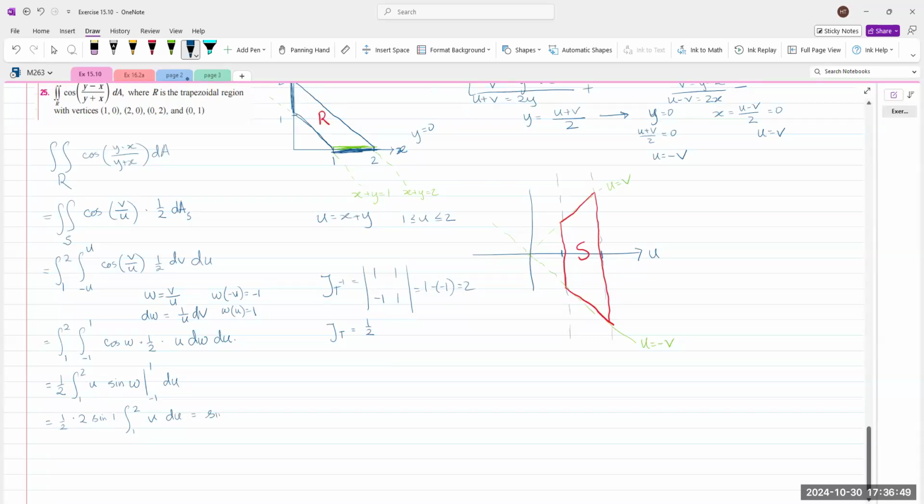So that's sine 1 times 1/2, 2 squared minus 1 squared, 3/2. So that's 3/2 sine 1. Ugly. Yeah, bear with me though. Okay, bear with me.